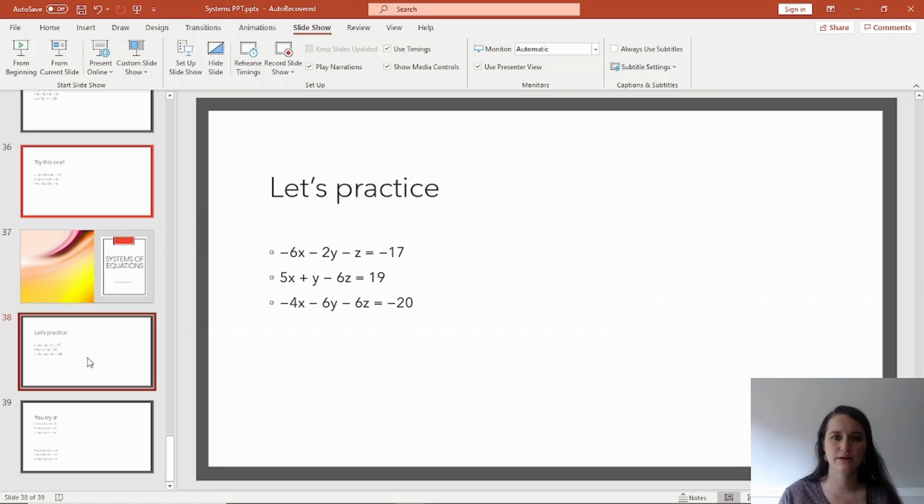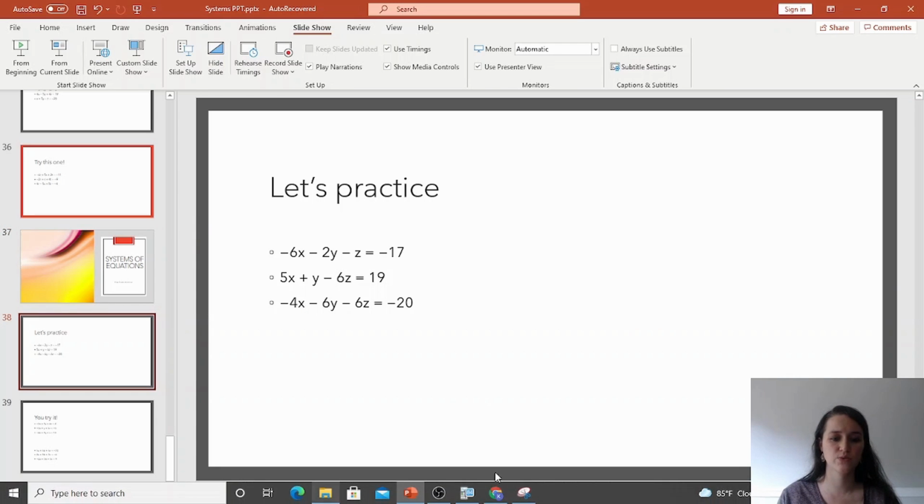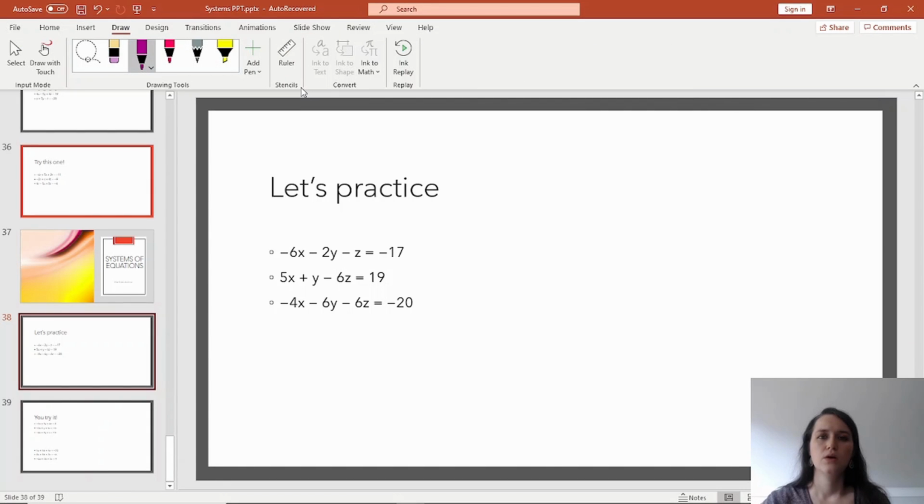So go ahead and get your calculator. You do need the TI-84 for this. We're going to do this with the big equations. So what you're going to put in the matrix on the calculator is all the x's, the y's, the z's, and then what they equal. This is going to be your matrix. So your matrix kind of looks like this.